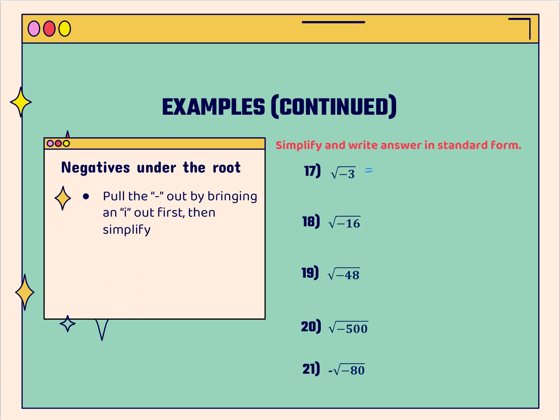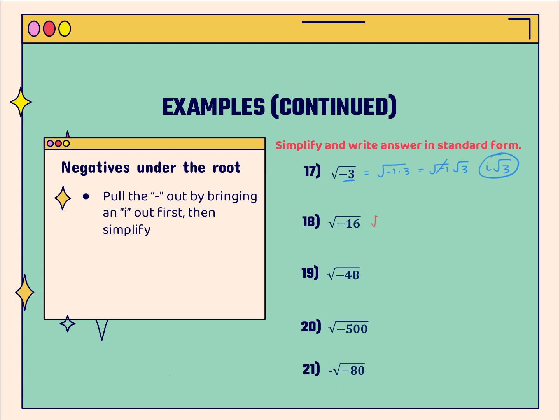what you're going to do is separate it into the products that made that, right? But one of those factors is going to have to be a -1. So I can expand this out to make this square root of -1. I would do the square root of -1 times 3. Then this is the square root of -1 times the square root of 3. And the square root of -1 is i. So i radical 3 is your answer.